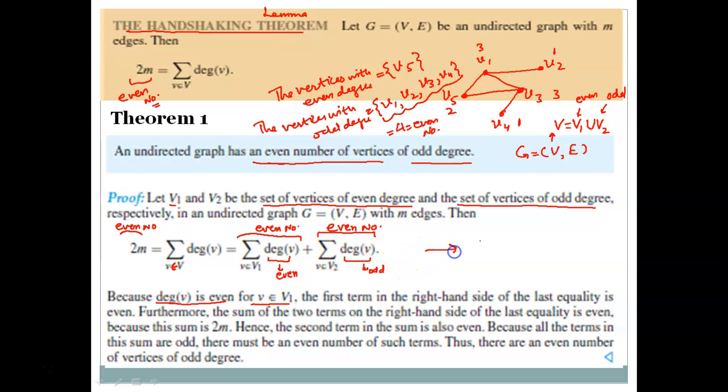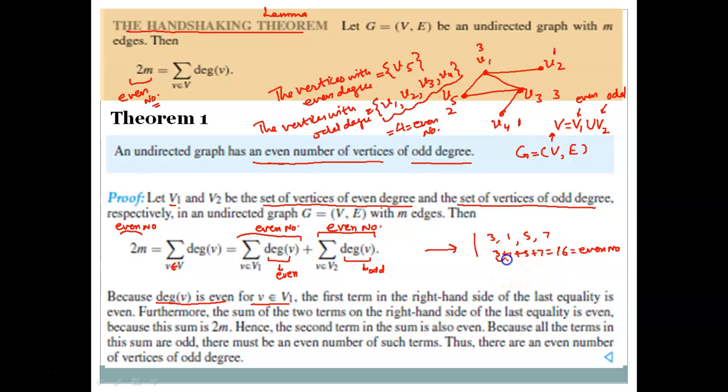I want to explicitly explain this. Suppose you have odd numbers 3, 1, 5, 7. If you add 3 plus 1 plus 5 plus 7, then you have 4 plus 5, 9, 16. So this is an even number.